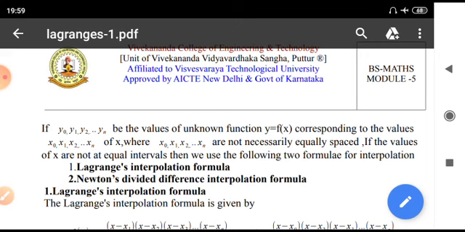If the values of x are not at equal intervals, then we use the following two formulae for interpolation. One is Lagrange's interpolation formula. The second one is Newton's divided difference interpolation formula. Dear students, today we study Lagrange's interpolation formula.